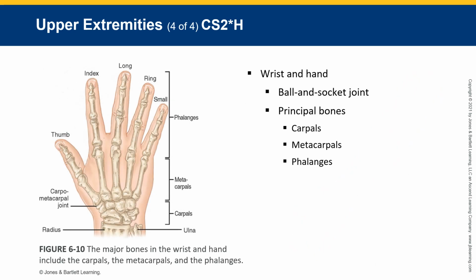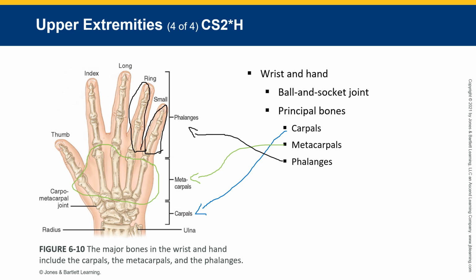The wrist and the hand have a ball and socket joint. The principal bones in there are the carpals, metacarpals, and phalanges. The carpals are these wrist bones. The metacarpals are kind of after them. They're the bones that are not in the wrist. These ones here are metacarpals. And then phalanges are all of the bones in the fingers. So all of these are phalanges for each of these fingers.